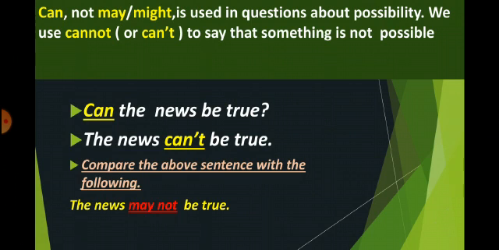Can, may, might are used in questions about possibility. We use cannot or can't to say that something is not possible. Can the news be true? Or you can say the news can't be true. It is not possible that the news is true.